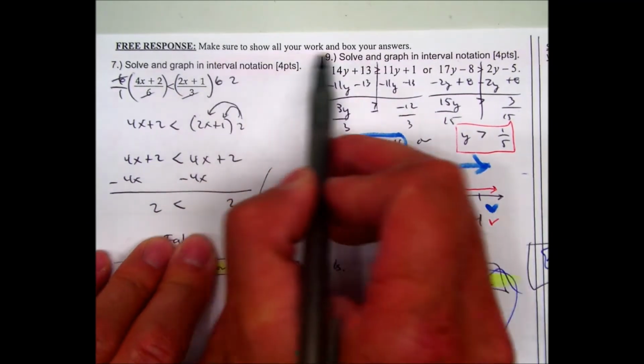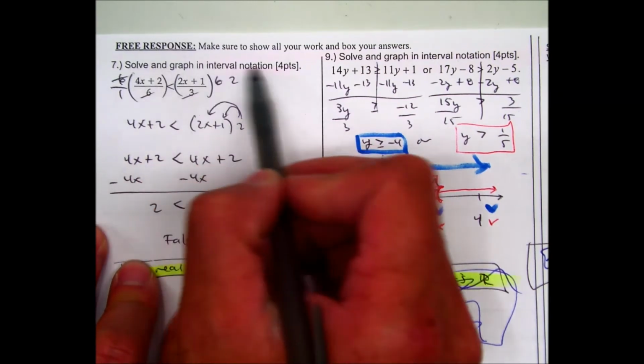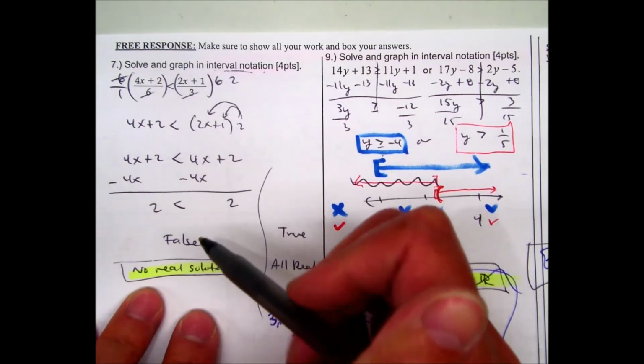Turn to the back side. For your response, make sure to show all your work and box your answers. Number 7, solve and graph in interval notation. You didn't use interval notation, took off a point.